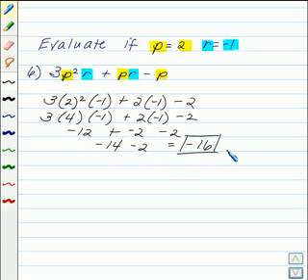So that concludes our lesson on polynomials. Remember, a polynomial is the sum or difference of monomials. And just remember what a monomial is. And to find the degree, you find the degree of each term.